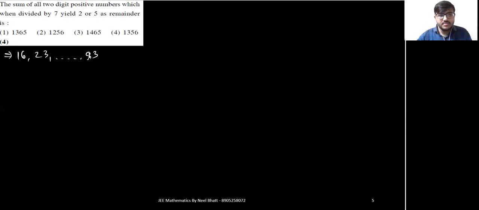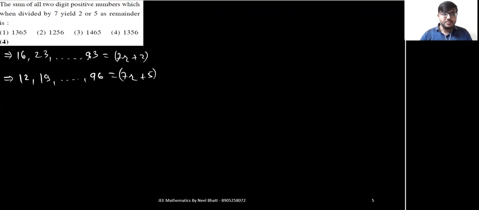So all these numbers can be written as 7r plus 2. And let's talk about the numbers which when we divide with 7 give remainder 5. Those numbers start with 12, then 19, and the last one will be, because 91 plus 5, 96. These numbers can be written as 7r plus 5.